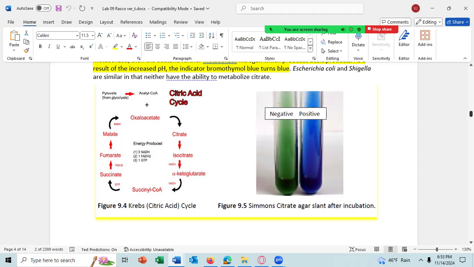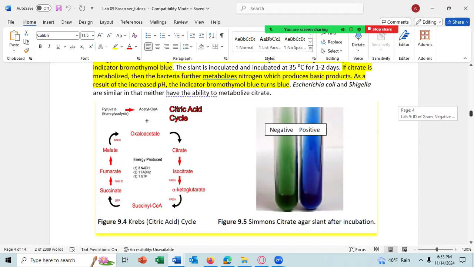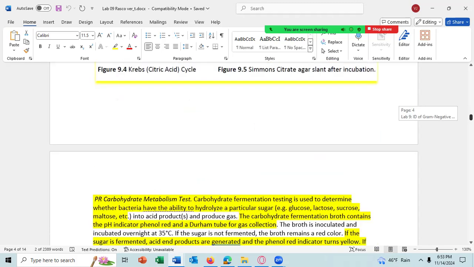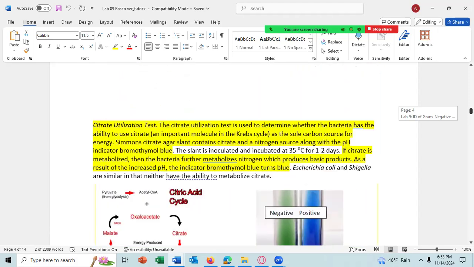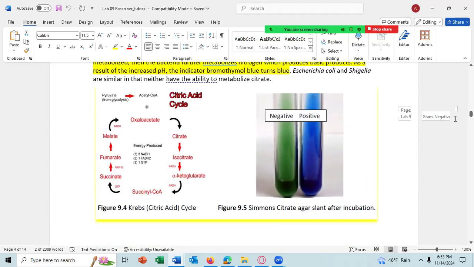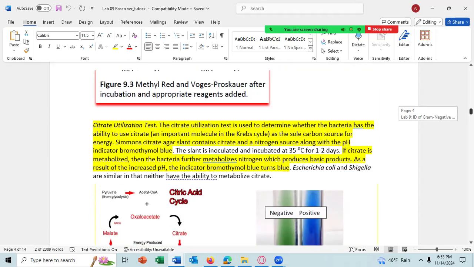What's that organism which is negative? Don't remember one off the top of my head which is negative. Any question about the citrate utilization test? Oop, I read that wrong. E. coli will be negative in the citrate test. It'll remain green. It does not have the ability to metabolize citrate.